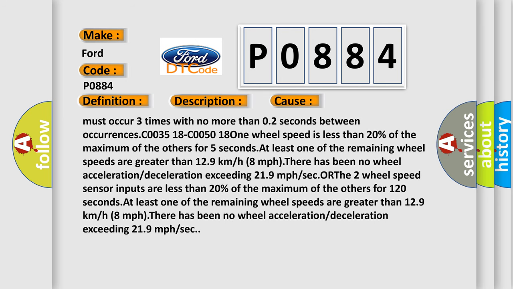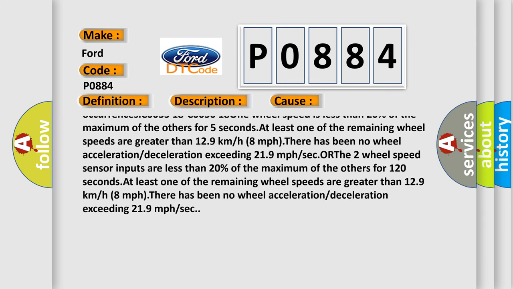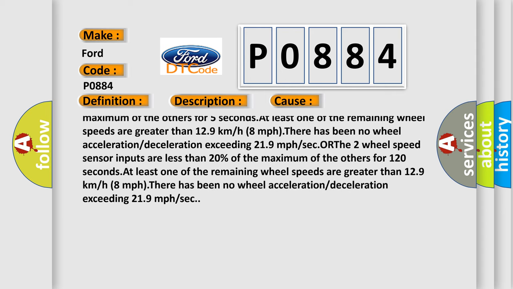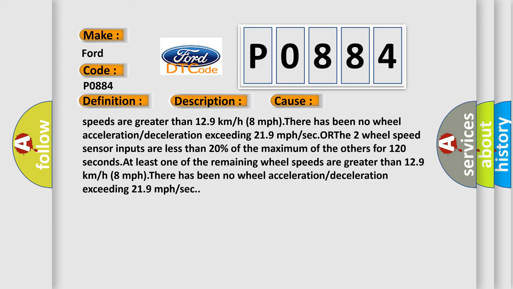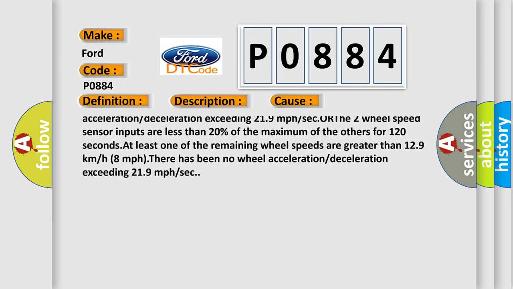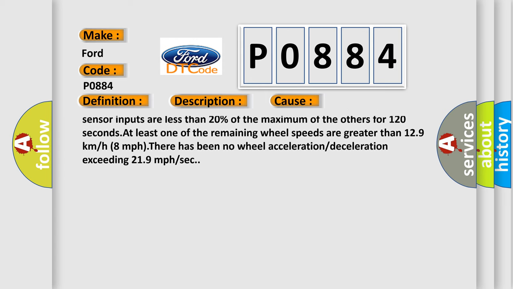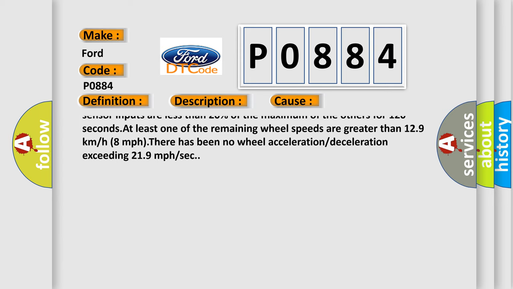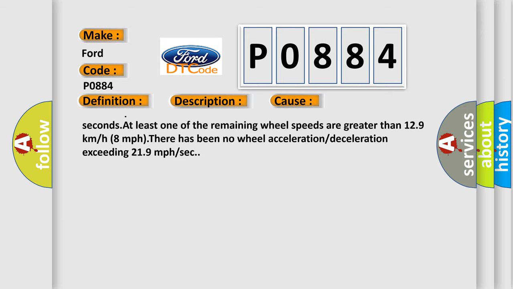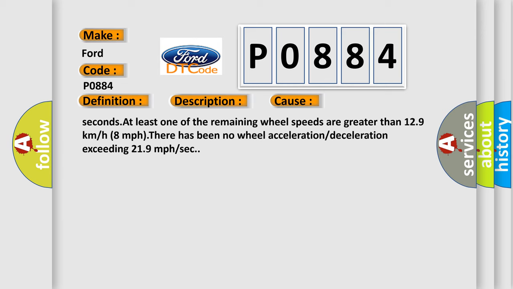One wheel speed is less than 20% of the maximum of the others for 5 seconds. At least one of the remaining wheel speeds is greater than 12.9 km/h (8 mph). There has been no wheel acceleration or deceleration exceeding 21.9 miles per hour per second. Or the two wheel speed sensor inputs are less than 20% of the maximum of the others for 120 seconds. At least one of the remaining wheel speeds is greater than 12.9 km/h (8 mph). There has been no wheel acceleration or deceleration exceeding 21.9 miles per hour per second.